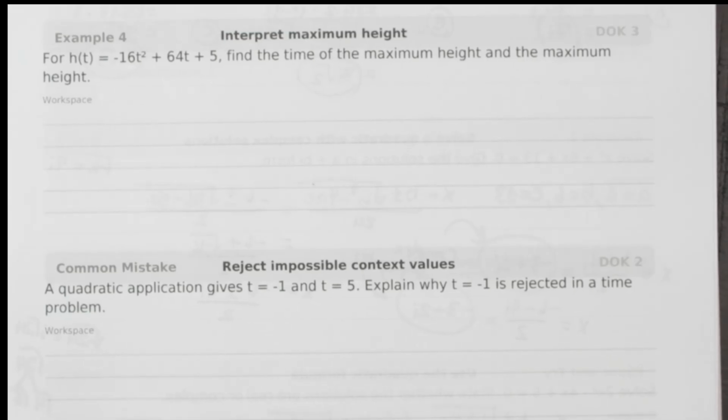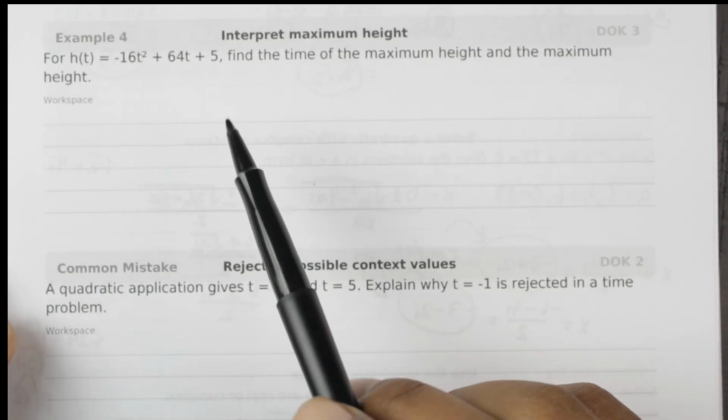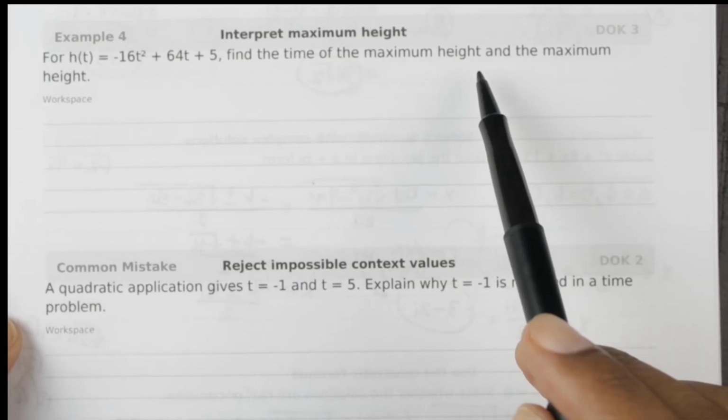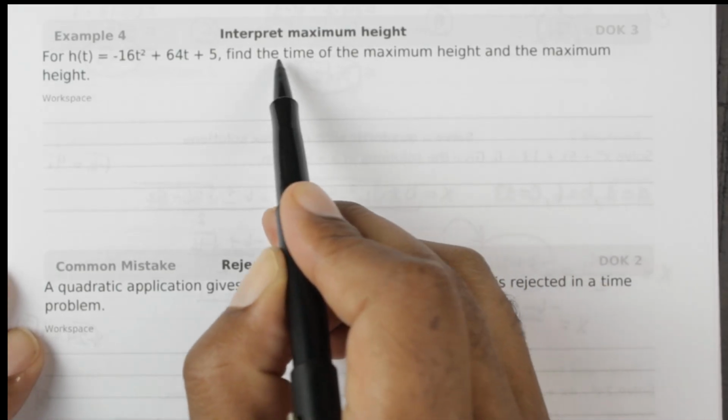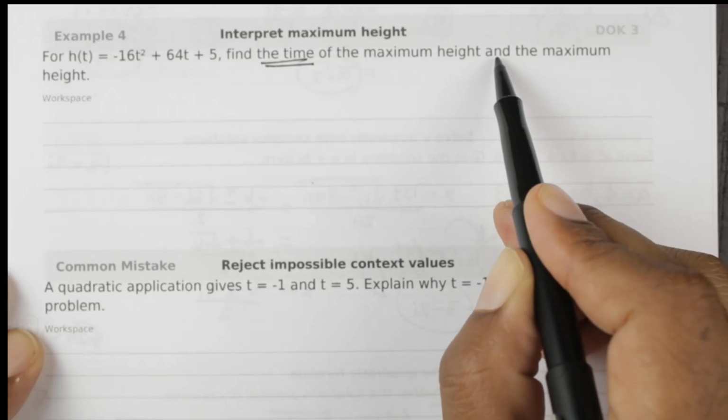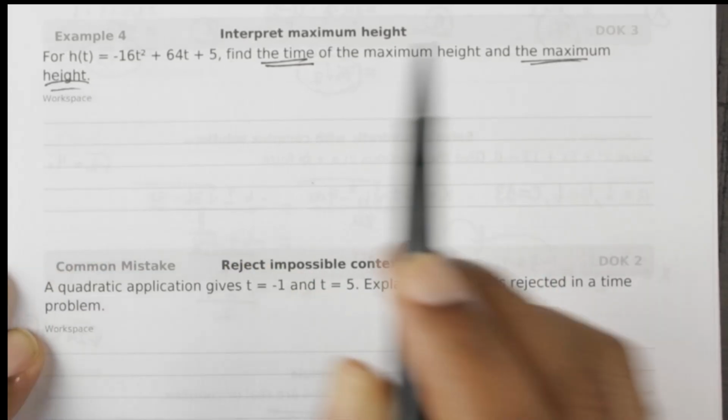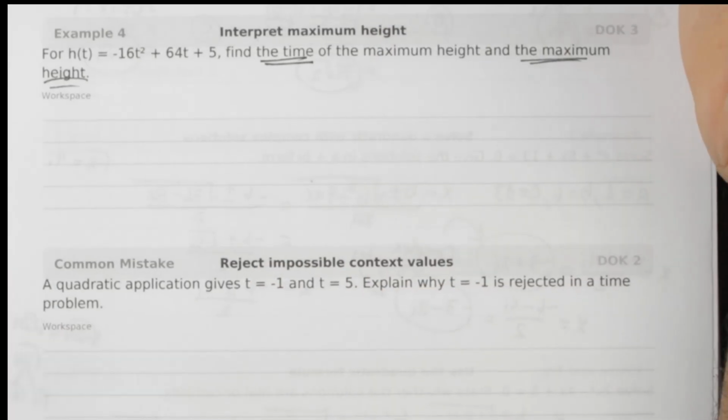Okay. Now, example number 4. For h(t) equals negative 16t squared plus 64t plus 5, find the time of the maximum height and the maximum height. So this is a quadratic model, obviously. Okay, no, it's not a typo. We're looking for two things: the time and the maximum height.